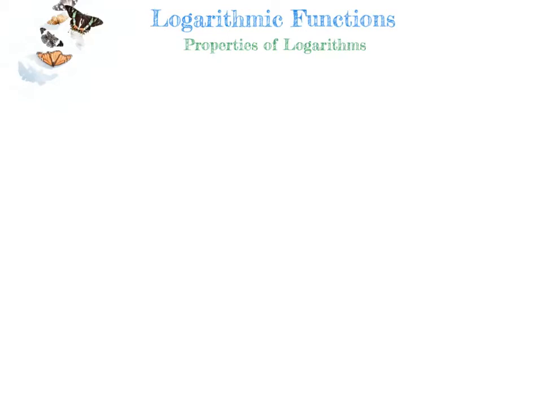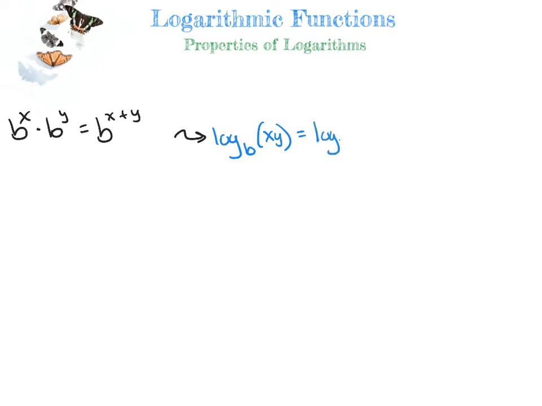So for example, you might remember the rule that when you have two things multiplied together with the same base, you can combine them by adding their exponents. Well, in logarithms, that corresponds to this: the logarithm base b of x times y can be written as log base b of x plus log base b of y. Whatever happened to the exponents in the rule for exponential properties happens to the logarithms themselves.